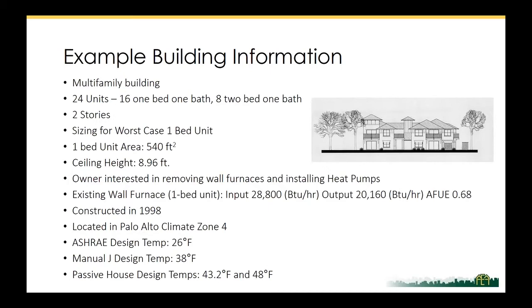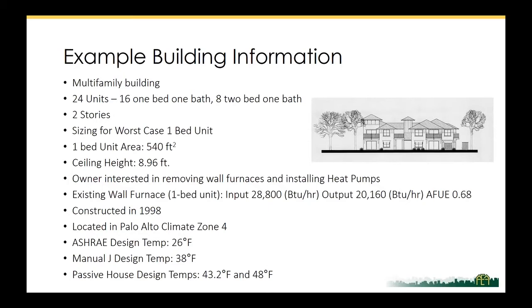The 1-bed unit area for all 1 bedrooms is 540 square feet. The ceiling height is 8.96 feet. I got this from the building plans; this building was built in 1998. So I'm not sure why they use 8.96, but that's what we have. The existing wall furnace for the 1-bed unit, its input is 28,800 BTUs per hour. Output is 20,160 BTUs per hour. And the AFUE is 0.68. This is important because after we size it, we're going to see how oversized this wall furnace actually is.